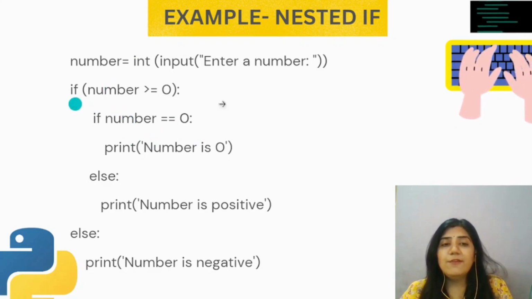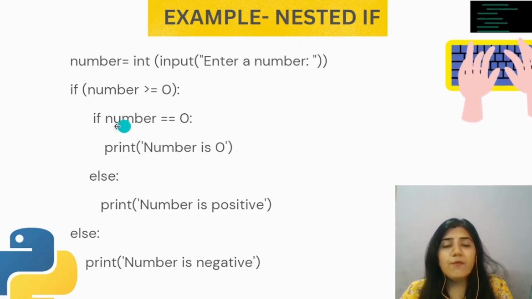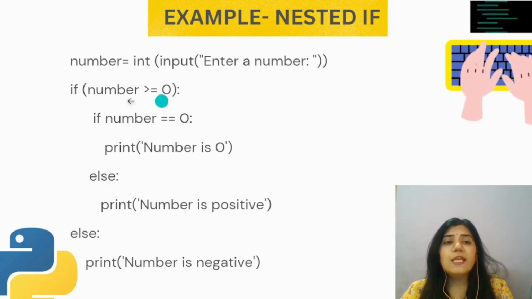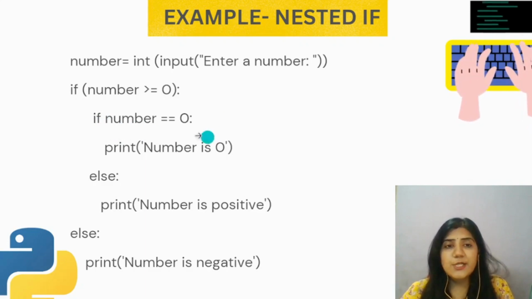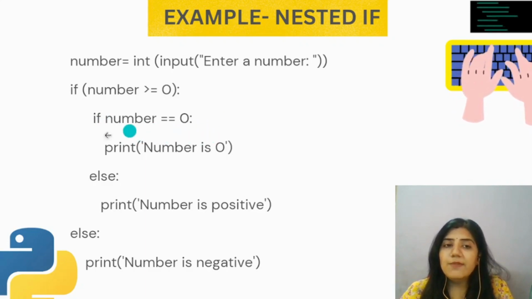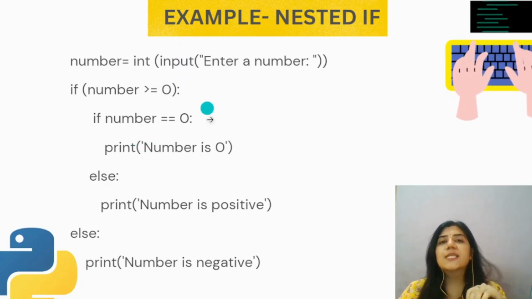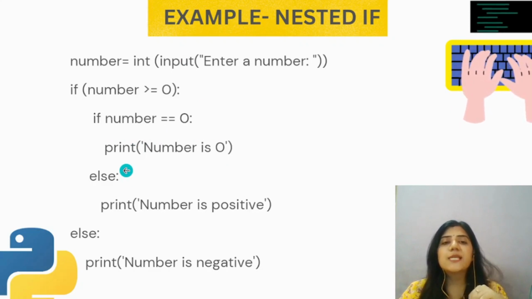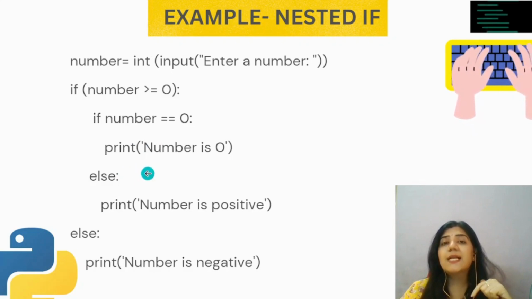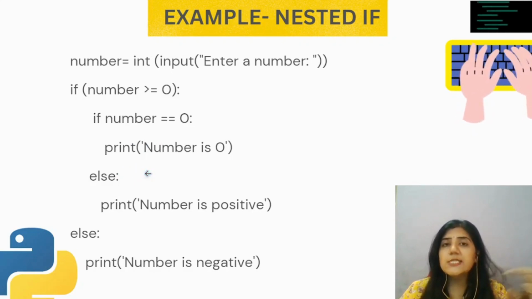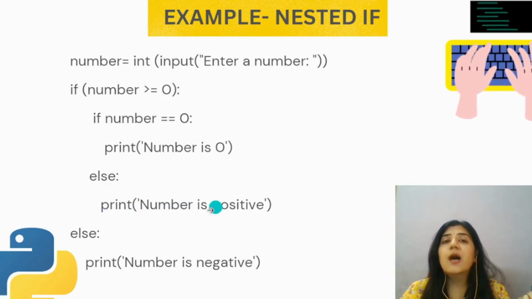The one which says if number is greater than or equal to 0, that is counted as the outer if statement. The one which we have inside, if number equals 0, this is counted as the inner if statement. So when we check that the number is equal to 0, then we print that the number is 0. That means only if these two conditions get satisfied, then only we get the response as number is 0. Now we have an else, and this else is an alternative to the inner if. It has no relation with the outer if.